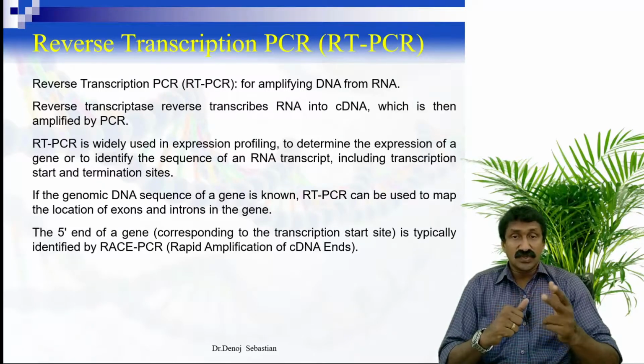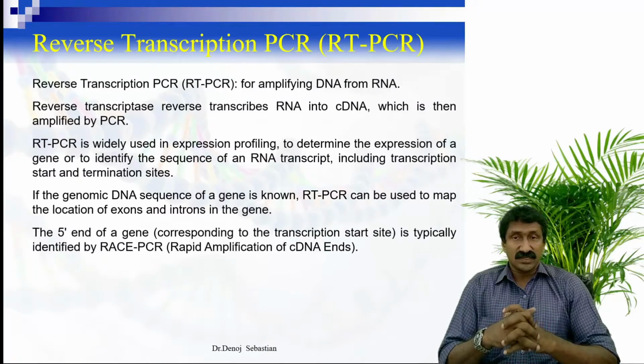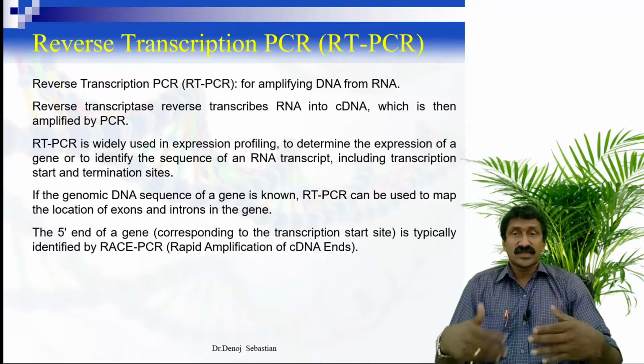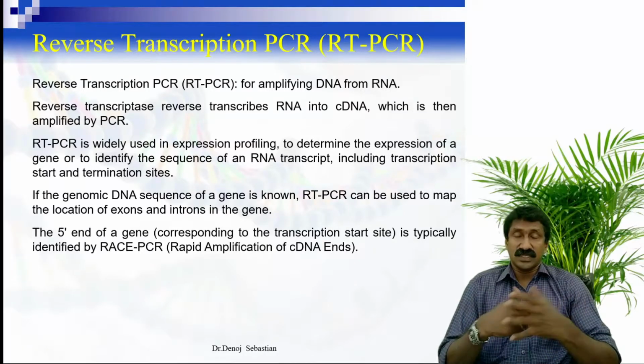So it basically involves two steps. One, production of the cDNA from the RNA by reverse transcription. Then subsequent amplification of the cDNA or DNA, so multiple DNA copies can be produced to produce sufficient quantity of the DNA for detection.